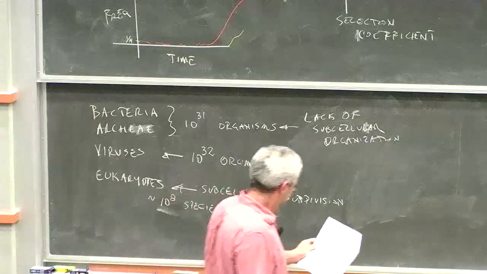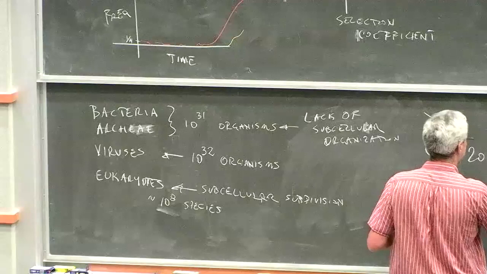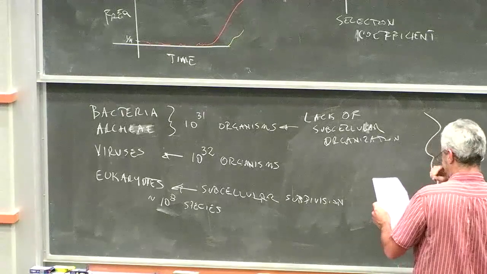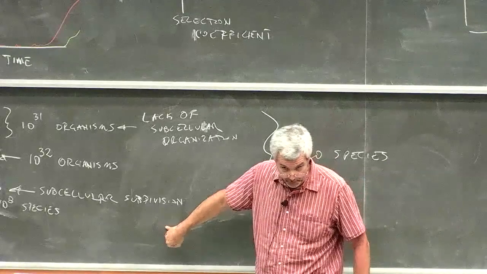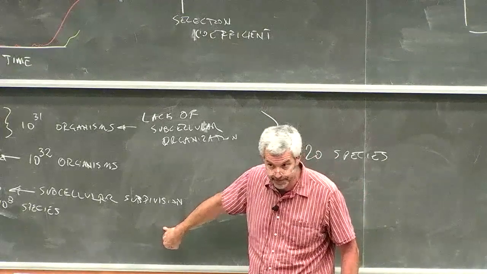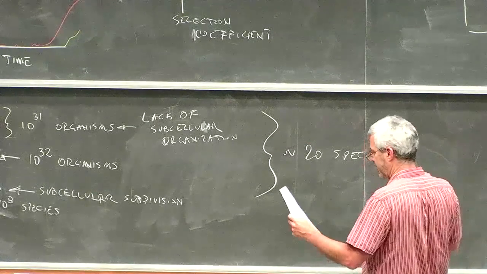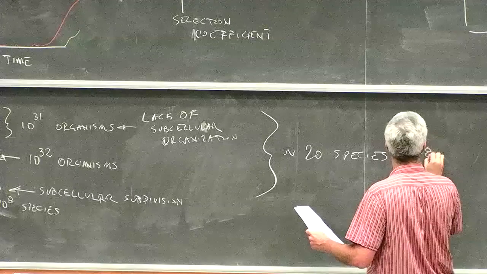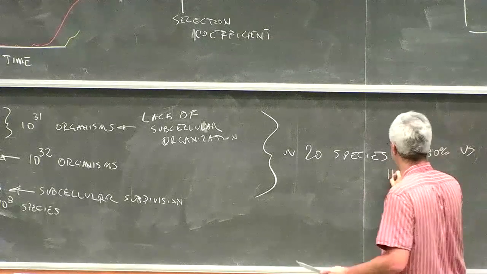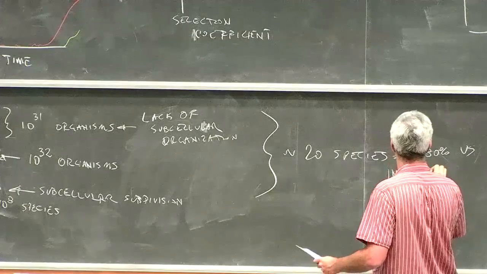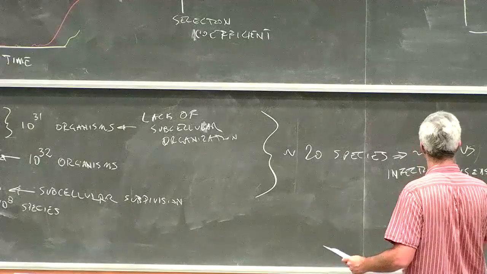So, roughly, out of all of these, roughly 20 species, let's see, of bacteria and viruses. And the malarial parasite is itself a eukaryote. Roughly 20 species are responsible for about 80%, is that right, of U.S. infectious disease mortality.